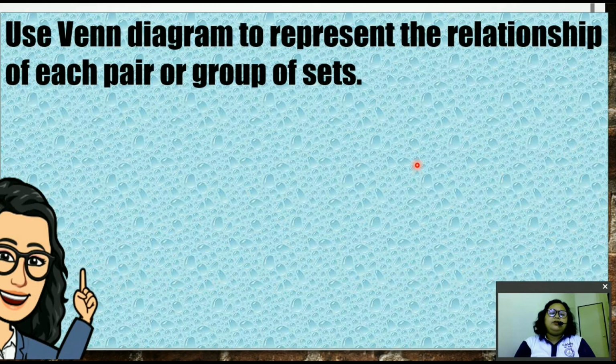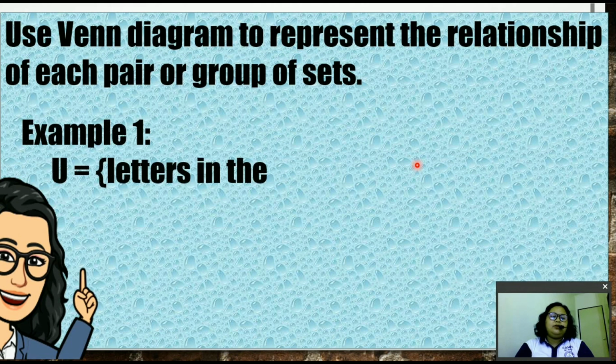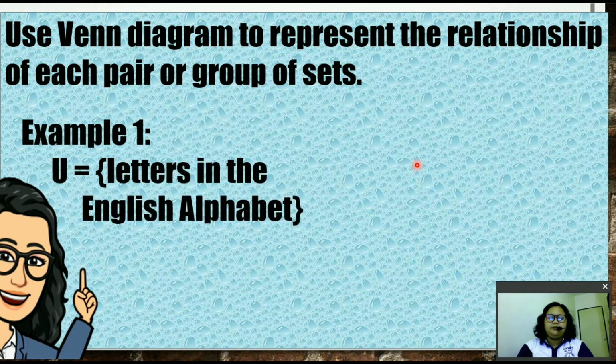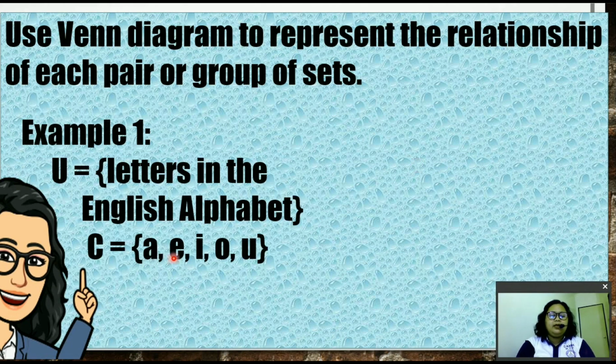So, next, use a Venn diagram to represent the relationship of each pair or group of sets. So, let us have your example number 1. The universal set is the letters in the English alphabet. So, we have your set C, consisting of elements A, E, I, O, U. If we generalize, this is what we call vowels in the English alphabet. And set D consists of elements E and I.